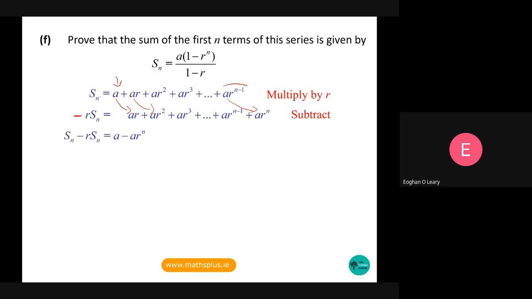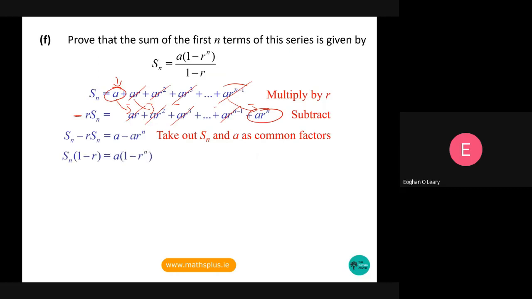So your left-hand side becomes Sn minus r times Sn, and on your right-hand side, you'll see what happens here. Because all of these are going to change to negatives, the ar is going to cancel with the ar squared, the ar squared with the ar cubed, all the way to the end. But there isn't anything to cancel with your a up here, or your ar to the power of n at the end. You take out a common factor on the left-hand side of Sn, and you have Sn times 1 minus r equals a times 1 minus r to the power of n on the right-hand side. So a is your common factor on the right-hand side. And what you do is you divide both sides by the 1 minus r, and hey presto, there is your answer.